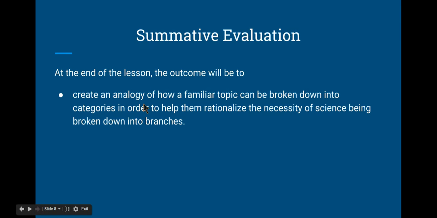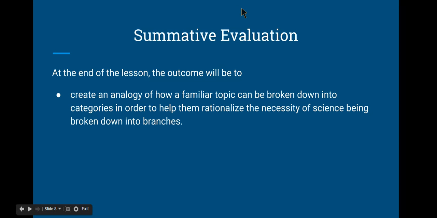All right. So the summative evaluation. At the end of the lesson, the outcome will be the students are going to create an analogy of how familiar topics can be broken down into categories in order to help them rationalize the necessity of science being broken down into branches. They're going to take their notes. They're going to take the group project information, and they're going to create an artifact. And I'm going to show you the artifact right now.